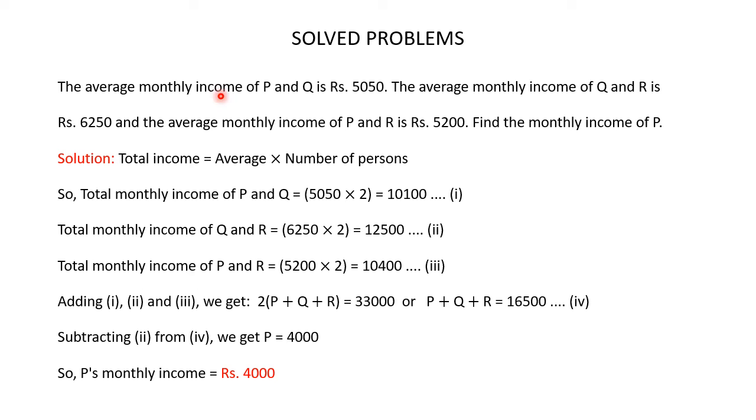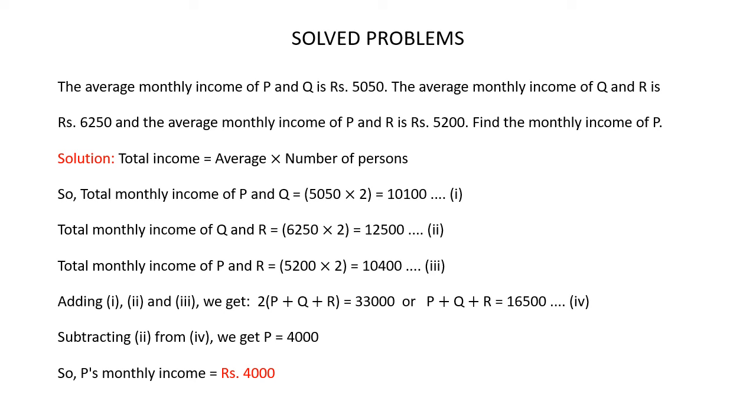The average monthly income of P and Q is rupees 5,050. The average monthly income of Q and R is rupees 6,250, and the average monthly income of P and R is rupees 5,200. Find the monthly income of P. Now you know that sum is equal to average multiplied by number. Here total income is equal to average multiplied by number of persons.